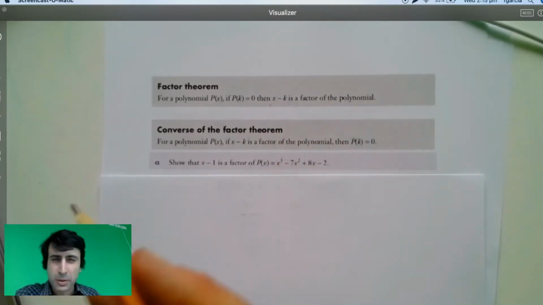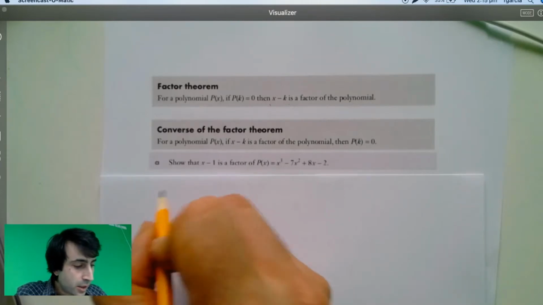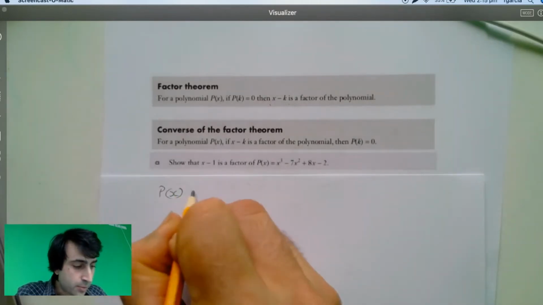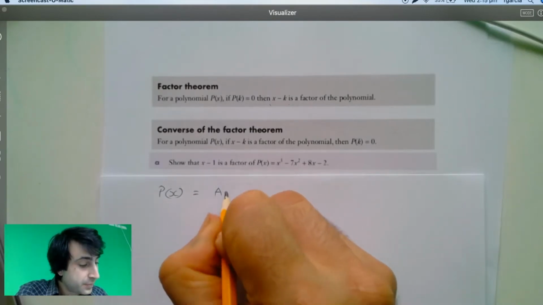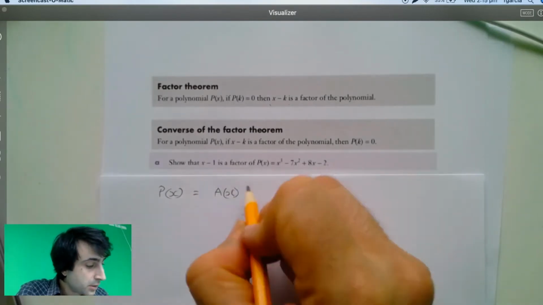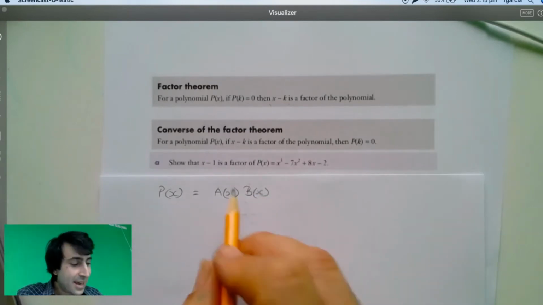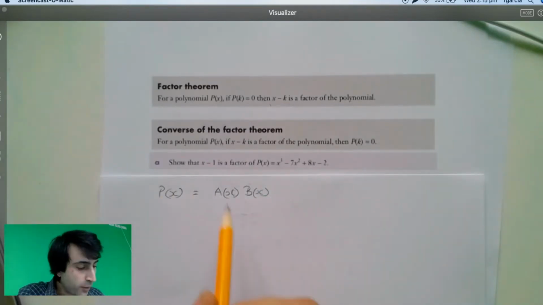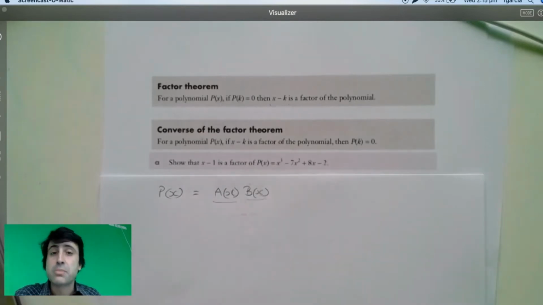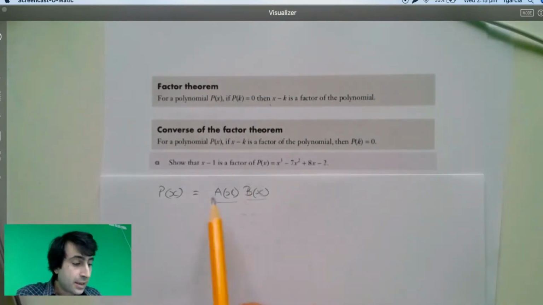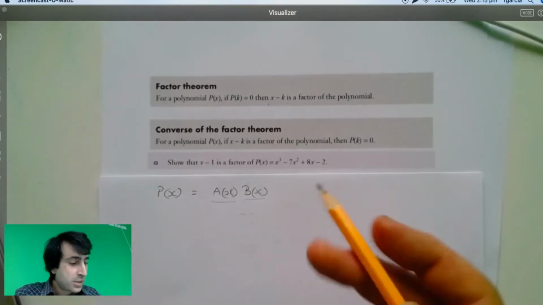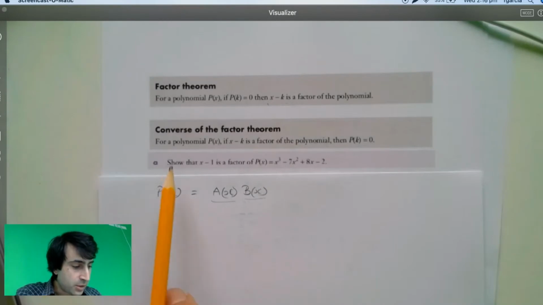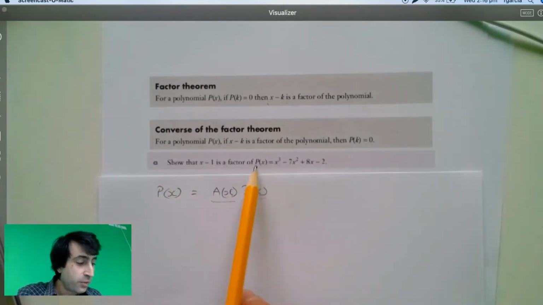Now let's look back. What exactly does it mean to be a factor? So in this case, it's saying, well, polynomial P(x), what are the factors of it? Let's say polynomial A times B equals that. Now we're trying to figure out what polynomial A is and what polynomial B is, and we're effectively just pulling it apart. We're dividing it through. And so if we have a look here at this question, show that x minus 1 is a factor of polynomial P(x).